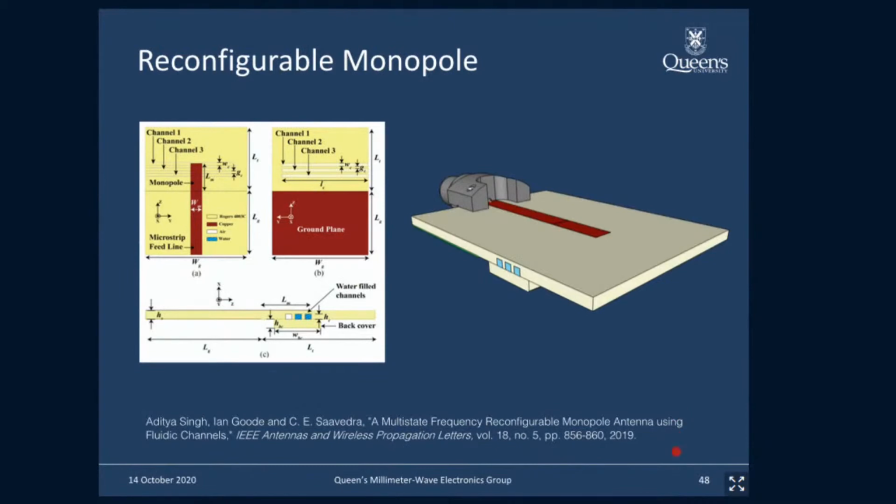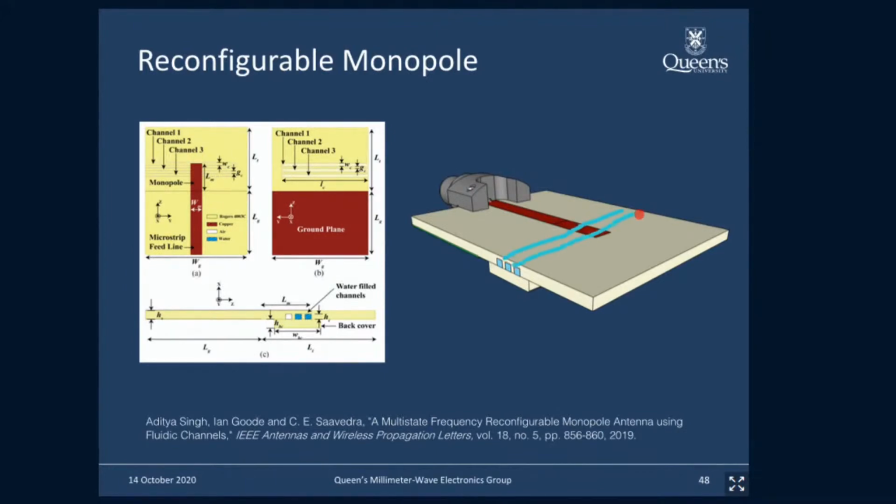So this is a work that we did, and this appeared last year in Antennas and Wireless Propagation Letters. So we have a monopole that we implemented on a circuit board. Okay, so this is the top plane, and then the bottom plane is the ground. Okay, so that's the ground plane. And then what we did was we dug out some channels underneath the monopole. And I'm going to change the color here. Okay, so we dug out some channels underneath the monopole, and we filled them with fluid.